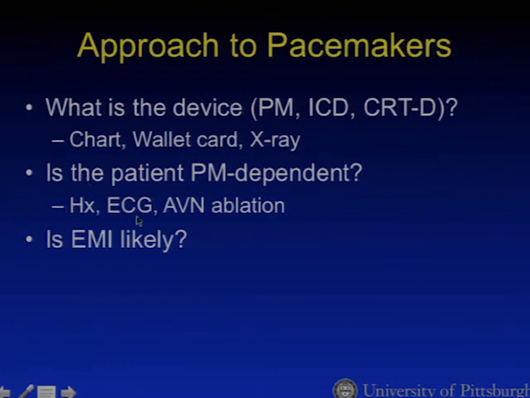It's key to elicit history from the patient as to why the pacemaker was implanted and whether they're pacemaker dependent at this time. So a history of bradyarrhythmia or symptomatic bradyarrhythmia, such as syncope. Also, an EKG is very helpful to detect the presence of native ventricular beats, and other historical features such as ablation in the past may clue you in as to the fact that the patient's pacemaker dependent. And then considering the surgical procedure, you have to make a determination as to whether electromagnetic interference is likely.